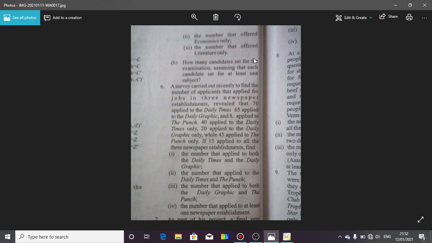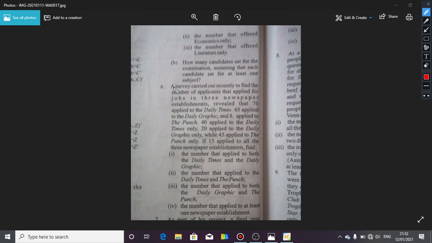Okay, let's start. So the question says, a survey carried out recently to find the number of applicants that apply for jobs in 3 newspaper establishments revealed that 70 apply to Daily Times. So take note, the total number that apply to Daily Times is 70. Then 65 apply to Daily Graphics. Take note of that. Then 8 apply to the Punch.